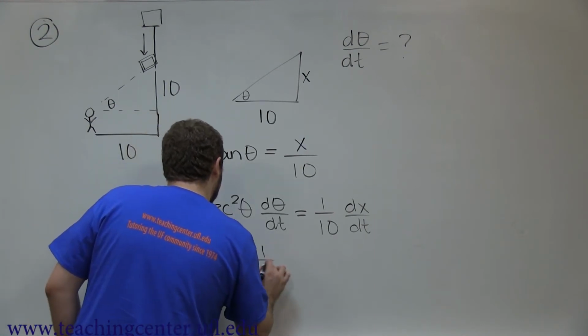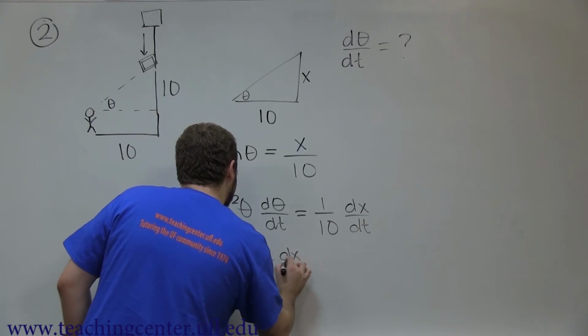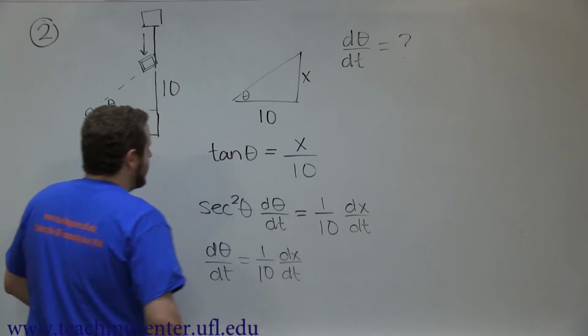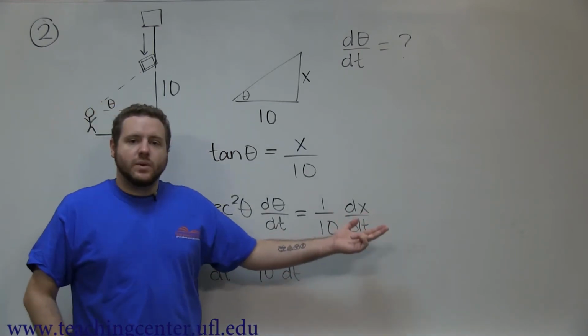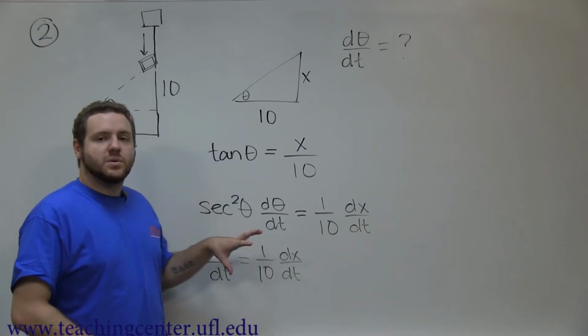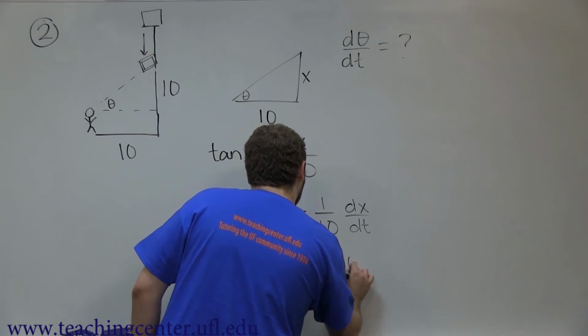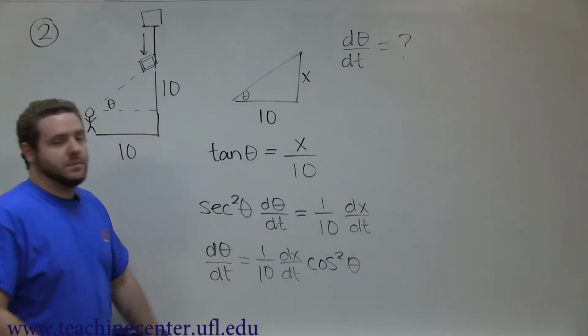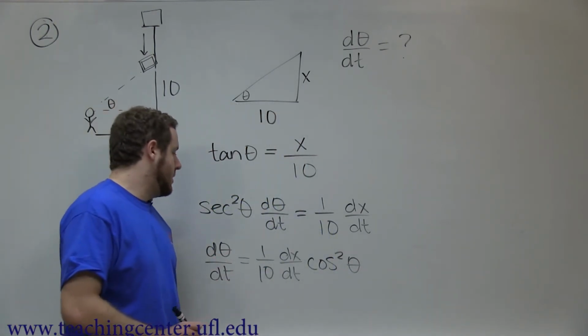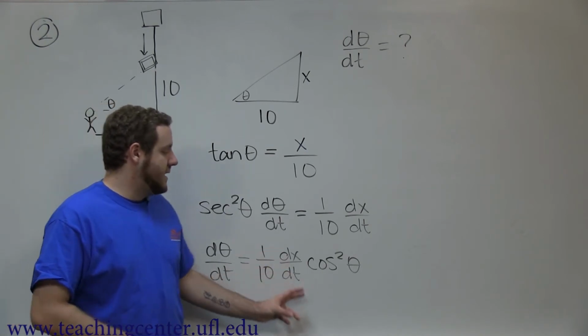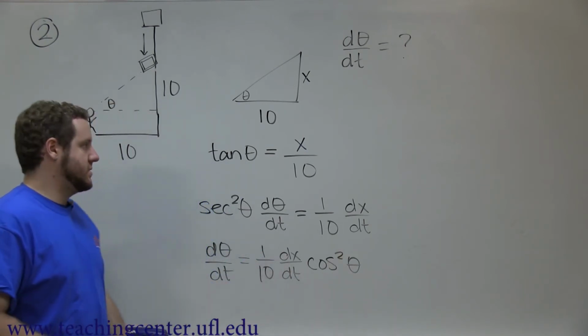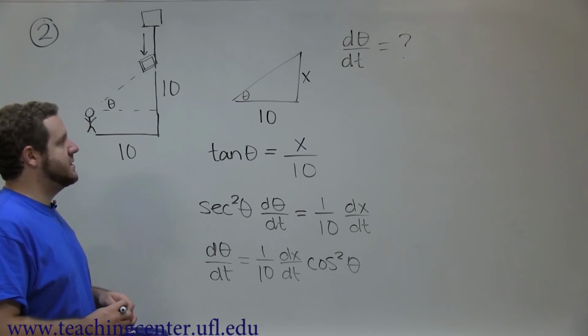So this is 1/10 dx dt. And instead of dividing over by secant squared, just remember that secant is the reciprocal of cosine. So actually I can just write this as multiplying by cosine squared. So as you can see, I need dx dt, I need cosine squared of theta to answer this problem.